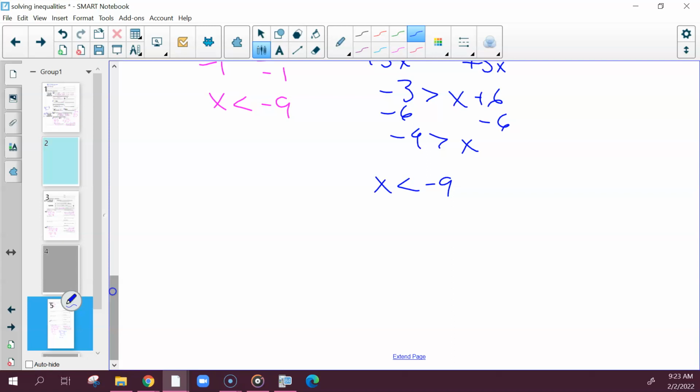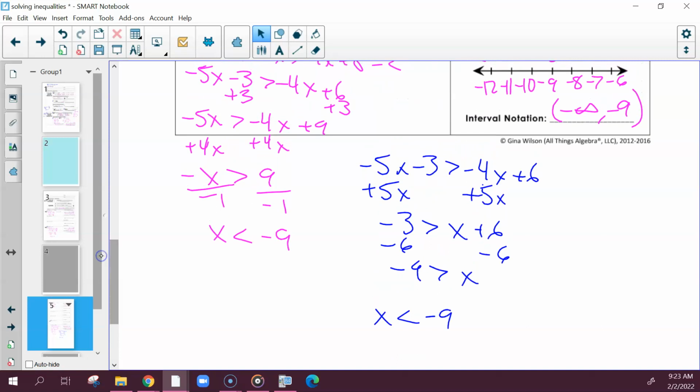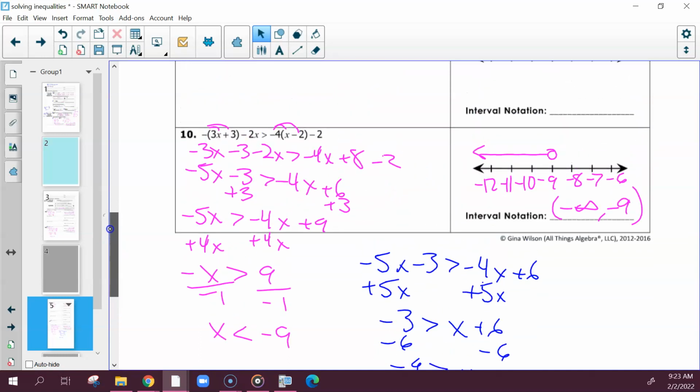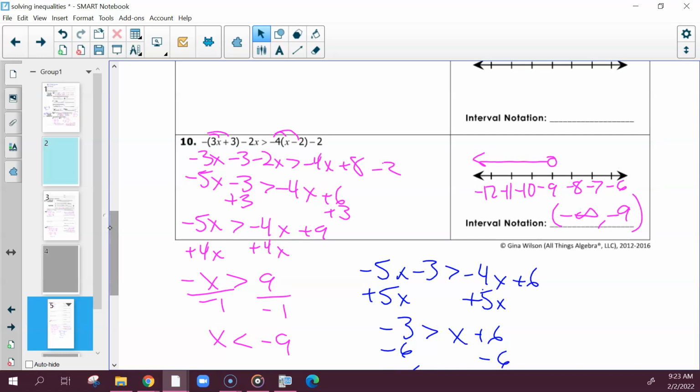The last thing would be a really good check method. There are two, really. One is algebraically. We know this is x is less than negative 9, so pick any number that is less than negative 9. So negative 10, negative 20, whatever number you want. If you were to put that number in, you could see, does that work? Another thing you could do is put this entire thing into decimals.